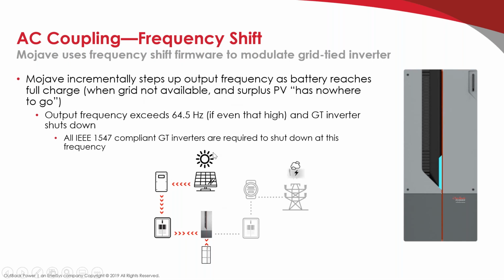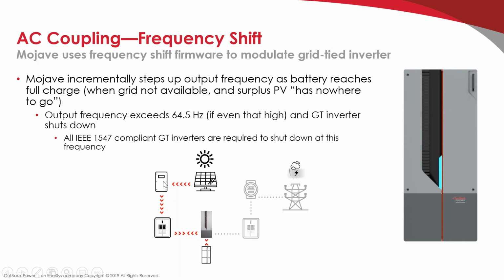So I've got this same illustration down here. Again, there's no grid. Okay, the loads are being fully powered. Okay, the battery is fully charged. Now what? Well, the Mojave steps up the frequency that it, quote unquote, feeds back to the grid tied inverter from 60 hertz, which of course is nominal frequency and the frequency that the grid would normally provide, steps it up to, if needed, all the way up to 64.5 hertz.